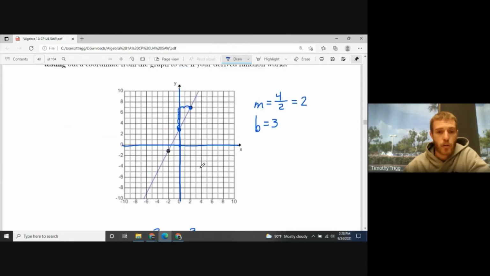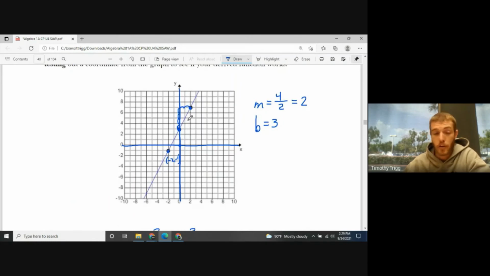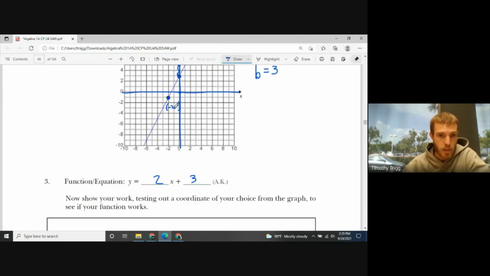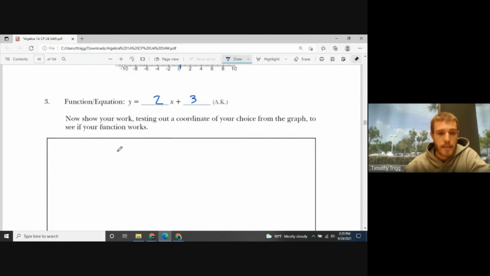Let's go ahead and test one of the coordinate points. I'm going to go ahead and test the one that we didn't use, so this point right here. What is this point? Well, this point is -2 on the x, and then -1. So this is -2, -1. And this is the point I'm going to use to check. Now you could use any of the points on the line, but I'm just going to go ahead and use this one here. So -2, -1. I'm going to replace the x with -2 and the y with -1.